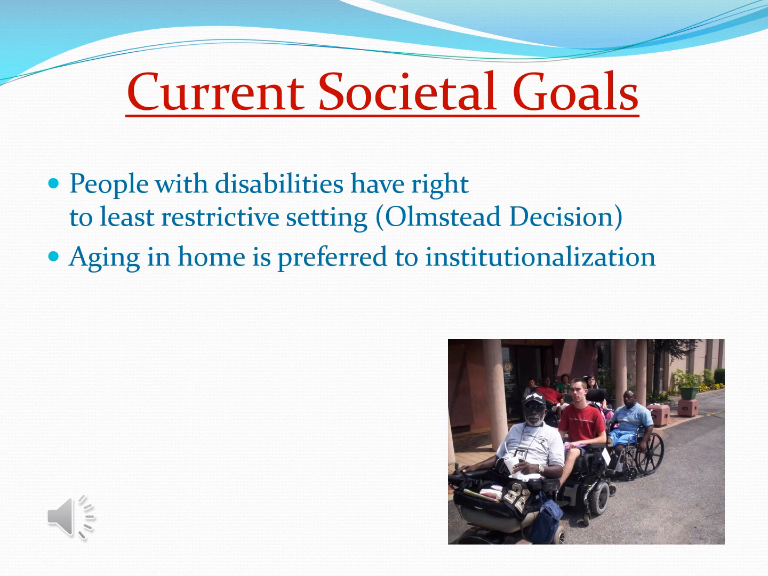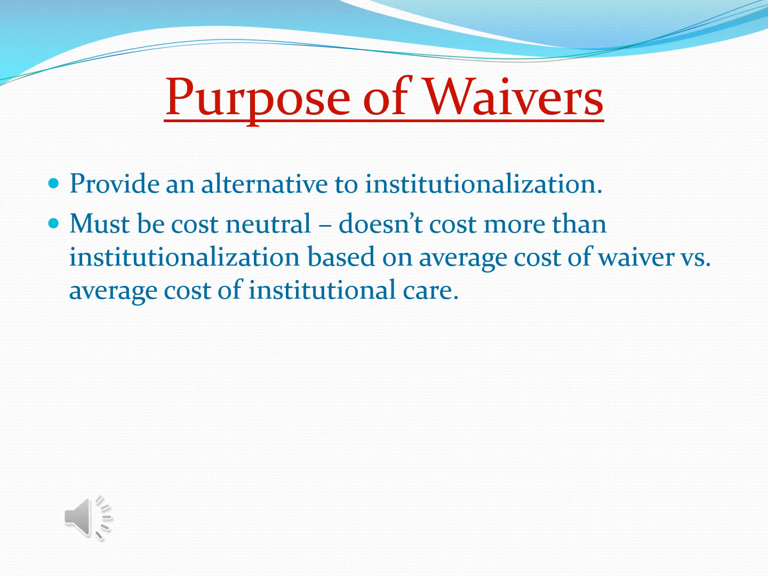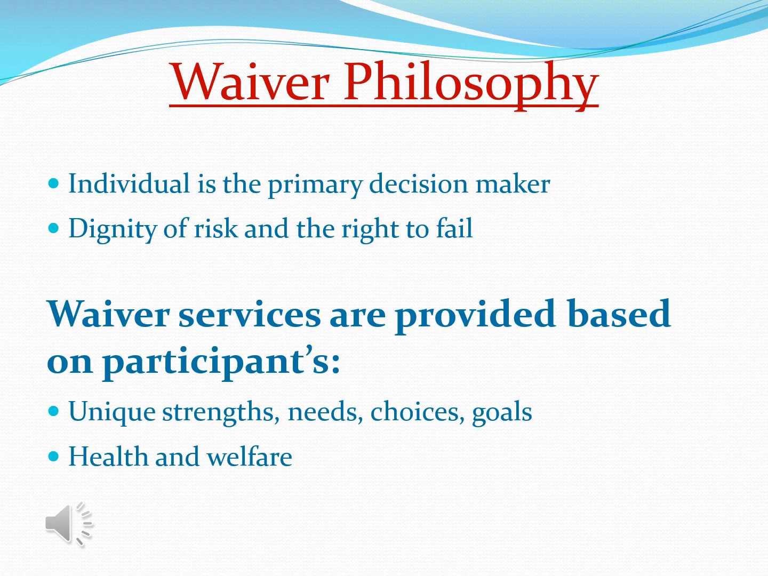Current societal goals: people with disabilities have the right to the least restrictive setting, the Olmstead decision, and aging in home is preferred to institutionalization. Purpose of waivers: provide an alternative to institutionalization. Must be cost neutral, meaning it doesn't cost more than institutionalization, based on the average cost of waiver versus the average cost of institutional care. Waiver philosophy: the individual is the primary decision maker.